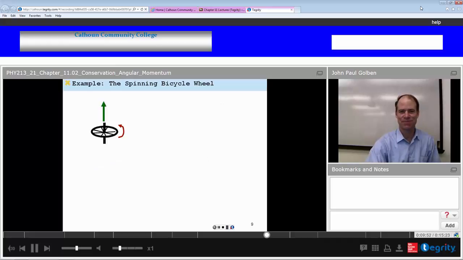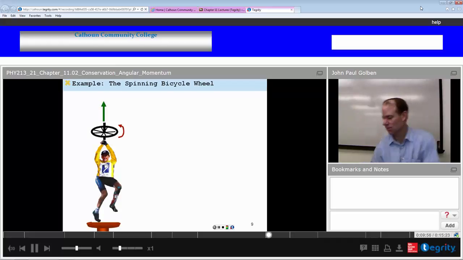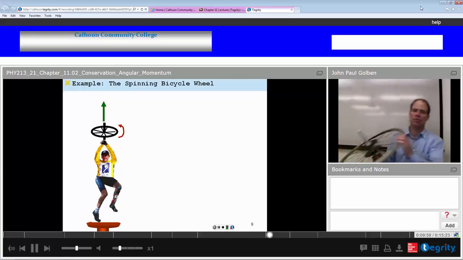Here's the bicycle spinning wheel. We have a certain amount of angular momentum associated with spinning a bicycle wheel.